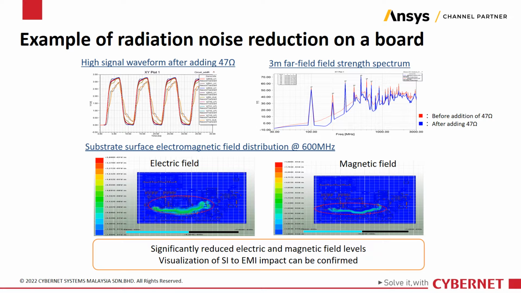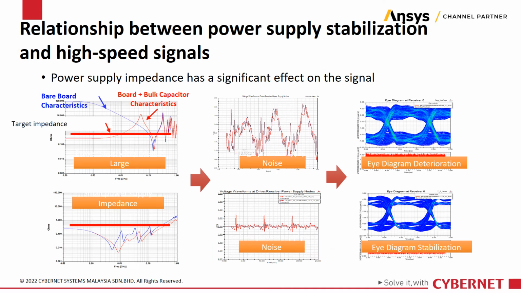Here are the results of the analysis. The top right image of the 3-meter far field shows that EMI is reduced after adding a resistor. At the bottom, the electromagnetic field contour diagram shows that the influence of electromagnetic fields on the surrounding area has been reduced.